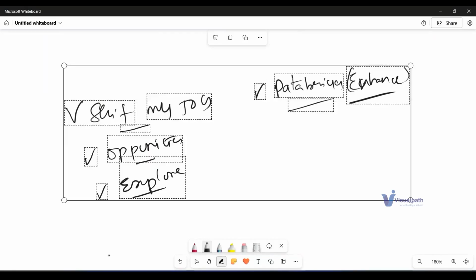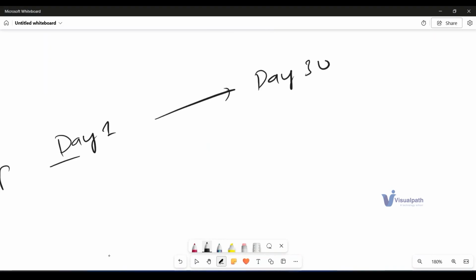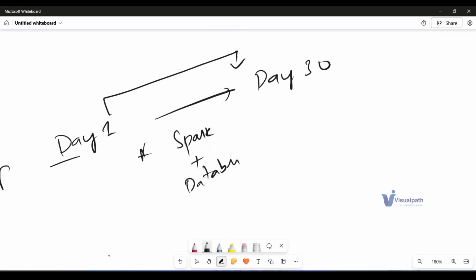Fine. Now, participants, let me summarize. Whoever is joining, whatever you're doing, just mark my words. You will see your perception will change. Participants, today, if it is day one for us, by day 30, what is it that you should have changed in? You should be strong in Spark. You should be strong in Databricks. And you should be strong in programming with Python plus Spark, PySpark.